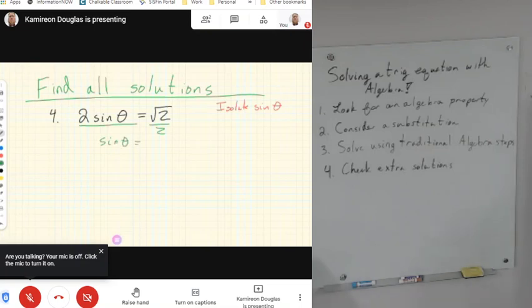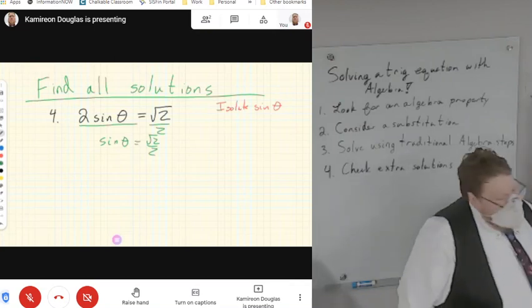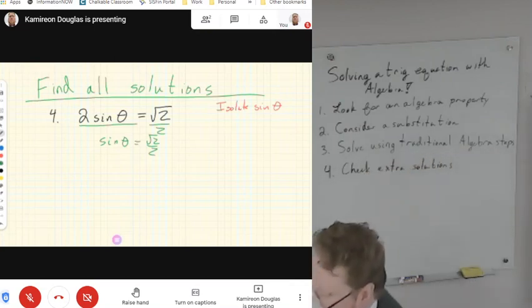It is isolated, and I get square root 2 over 2. From here, once we've got it isolated, we want to use the unit circle to find the solutions. In this case, the unit circle will tell us 2 solutions. But the problem doesn't say find 2 solutions. It says find all. So let's go ahead and do the unit circle part.